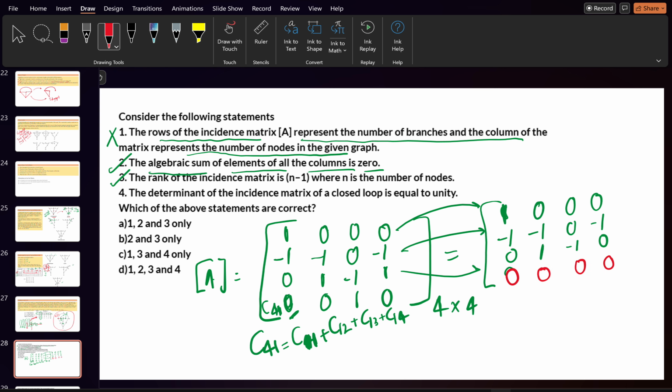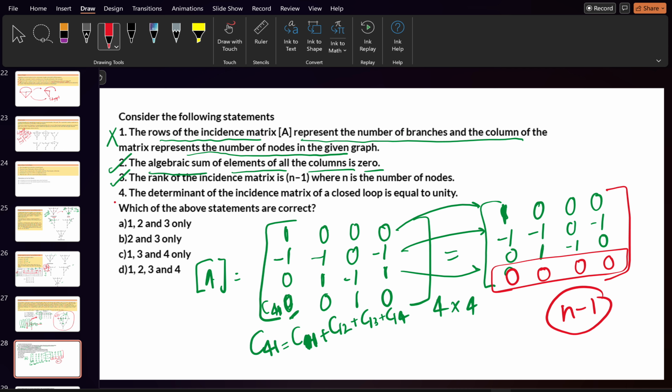Why? Because the summation of the particular column is 0. So that's why its rank becomes n minus 1. Okay, getting my point? Because one row is particularly 0, the rank is actually equal to n minus 1.